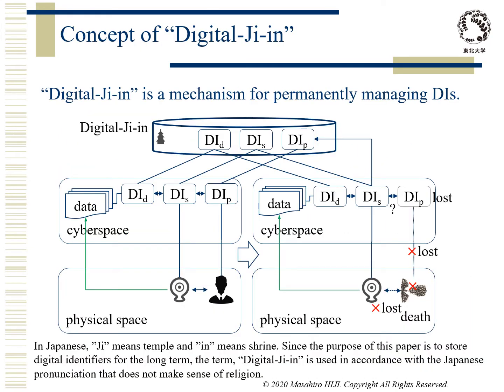In order to solve the persistent problem, the concept of a digital gene was proposed, and research and development has been conducted to implement it. Digital gene is a mechanism for permanently managing the DIs, modeled after shrines and temples. They are maintained permanently by repairs and renovations in the real world. Similarly, digital gene maintains an association between real-world entities and the DIs by permanently managing the DIs. It makes necessary changes to the deposited DIs and provides a connection with real-world entities when necessary.